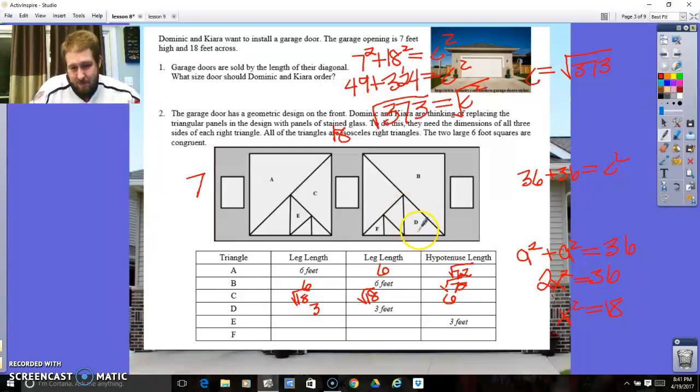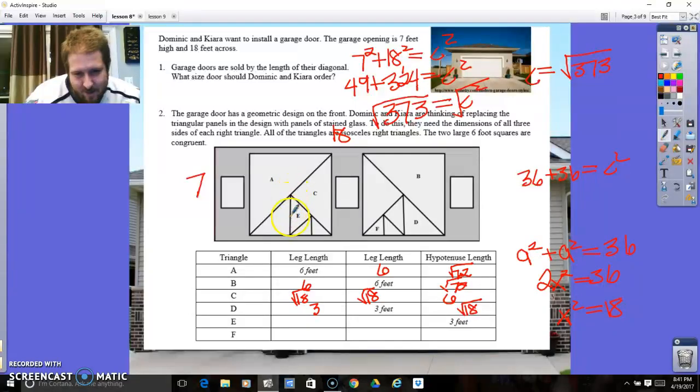3 squared is 9, plus another 9 makes 18, so this has to be the square root of 18. E is the same as this one right here. Okay, so if this length, didn't we just figure this out a second ago? Yes, C's leg length is the square root of 18. So half of that doesn't really help us. That's the square root of 18 divided by 2, and I don't know that.